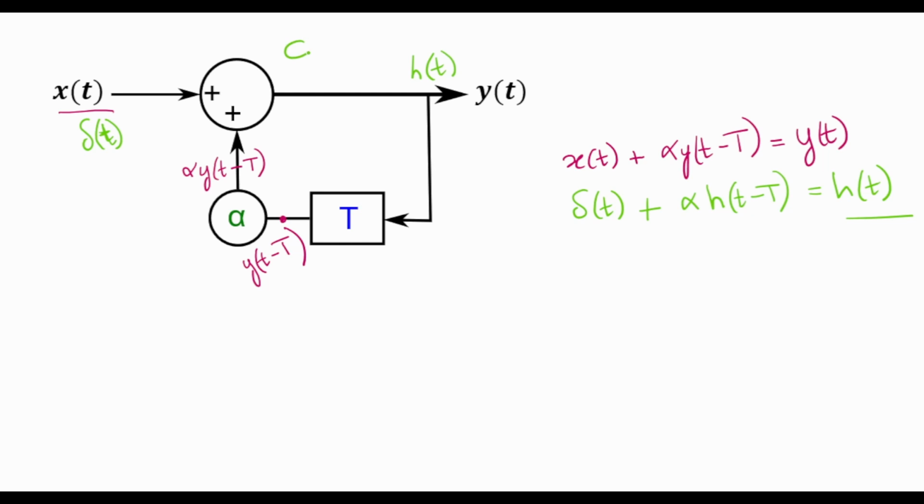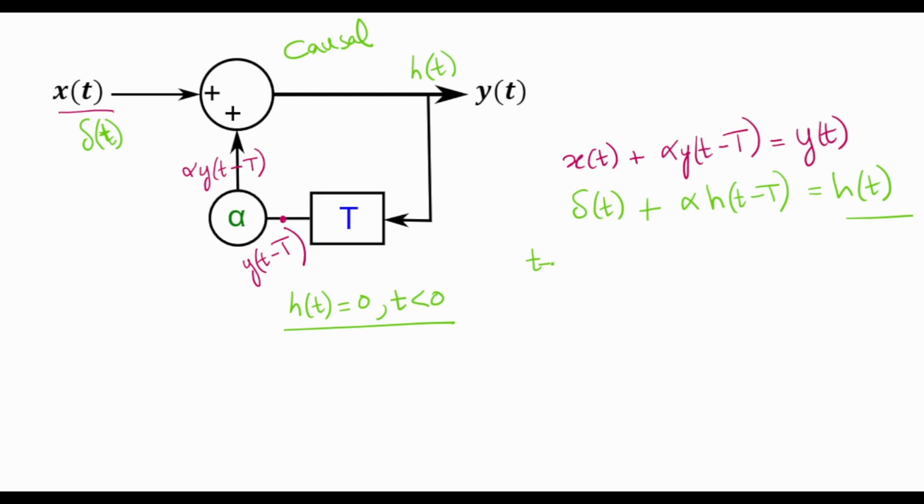We are also given the condition that this system is causal, that is, it is non-anticipatory. And the requirement for an LTI system to be causal is that h of t has to be 0 for all t less than 0. So we can solve this equation recursively.